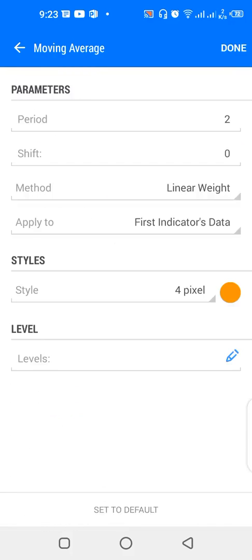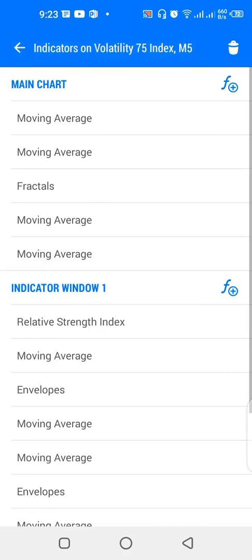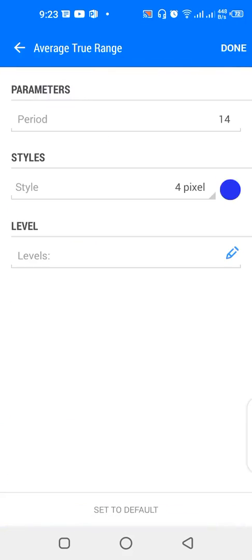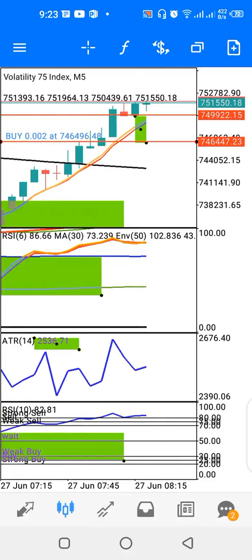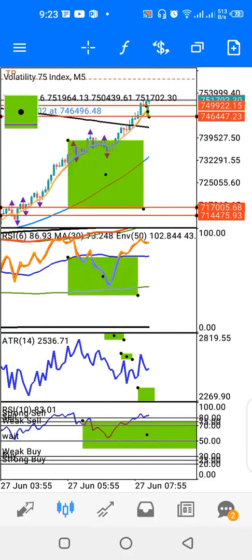Then for the moving average, we have period is 2, shift is 0. Method is linear weight. Apply to first indicators data. Color is orange. For the ATR, the period is 14. Color is blue. Okay. Now the last indicator window is RSI.